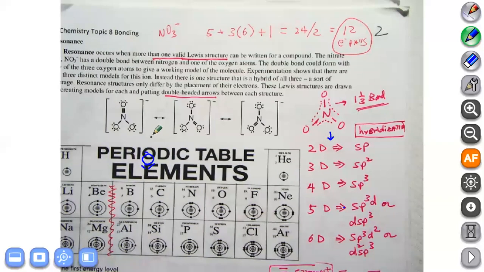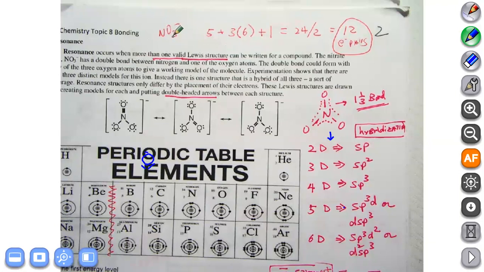Let's take a look at some specific resonance structures. So what do we mean by resonance structure? The resonance structure is when you have more than one valid Lewis structure. Then we call this resonance structure. And we've learned this last year as well.